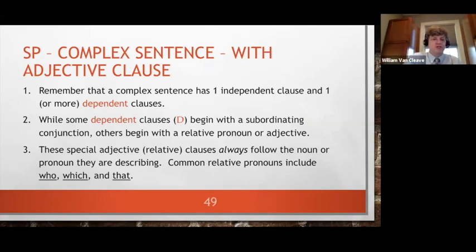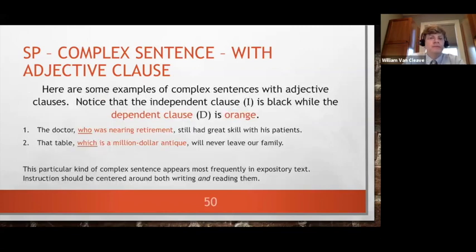But these other ones, these adjective clauses, they start with who, which, or that, usually. And they're called relative clauses. Relative clauses or adjective clauses, they're really good names for what these things are. Let me show you. So the relative or adjective clause is in orange in these sentences.